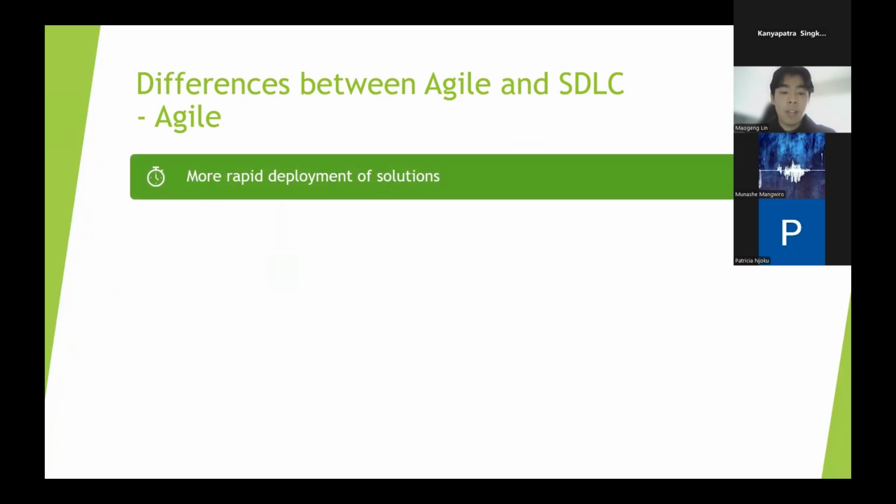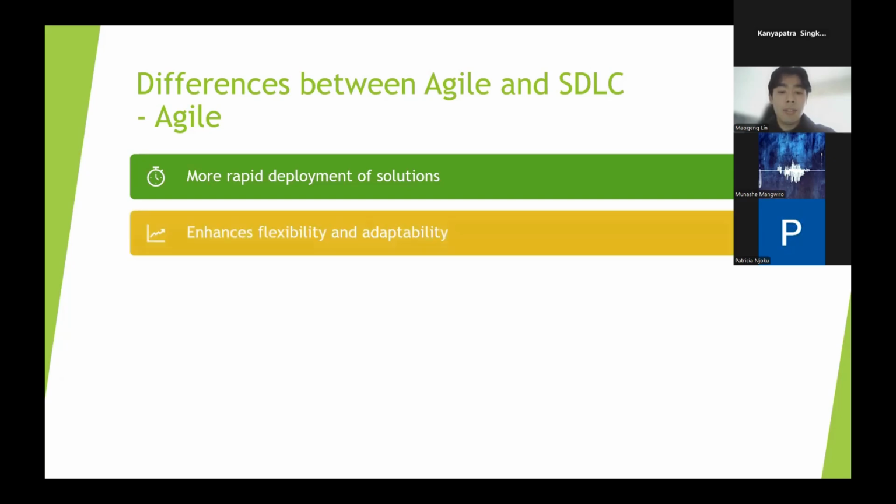So first off, Agile is more rapid development of solutions. Agile allows teams to deliver working features in smaller increments rather than waiting until the entire project is completed. This means stakeholders see results sooner, can test them earlier, and provide feedback before major time or resources are wasted.